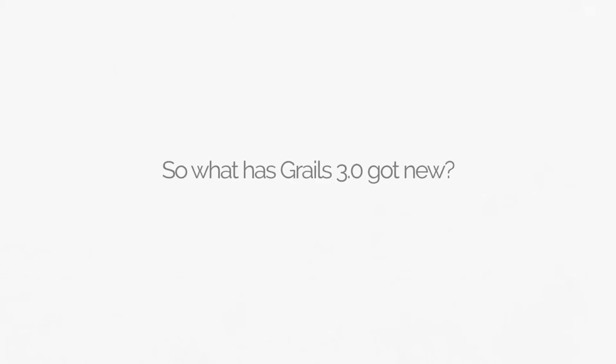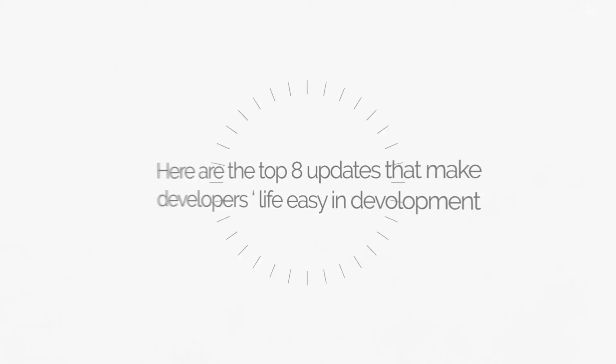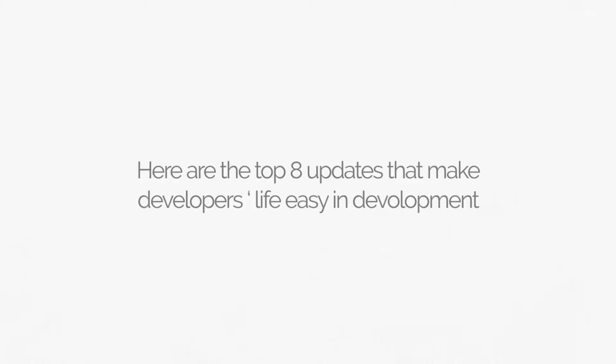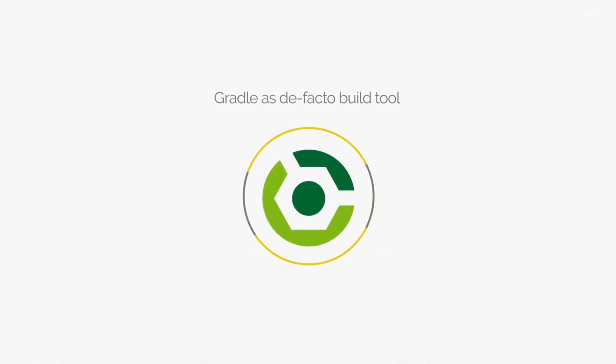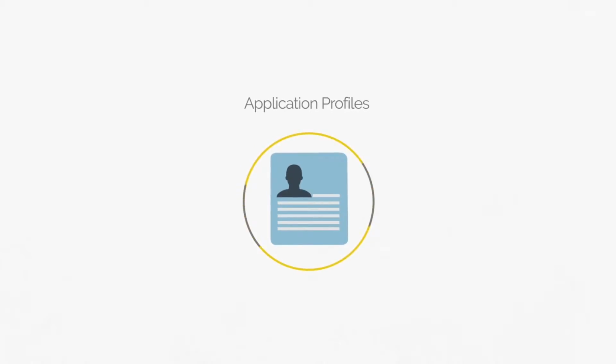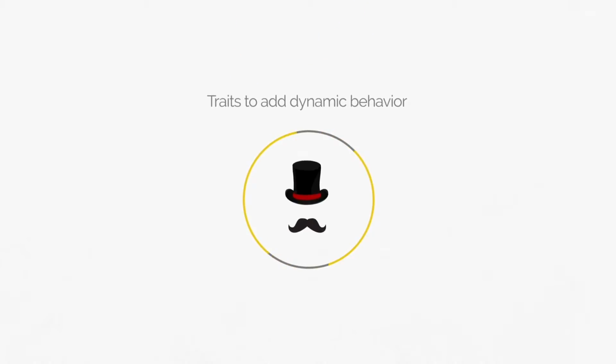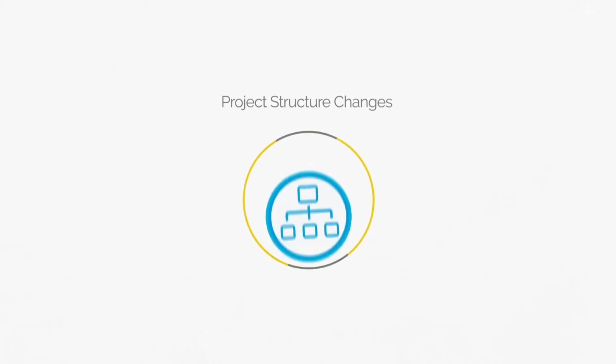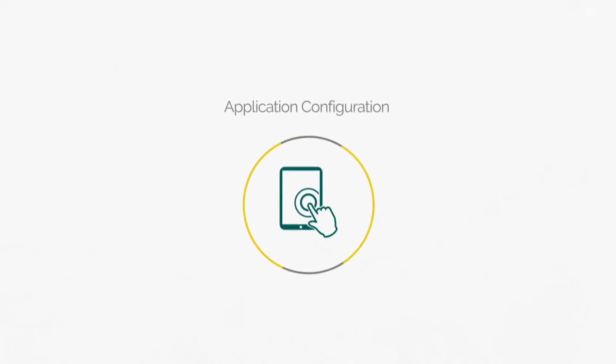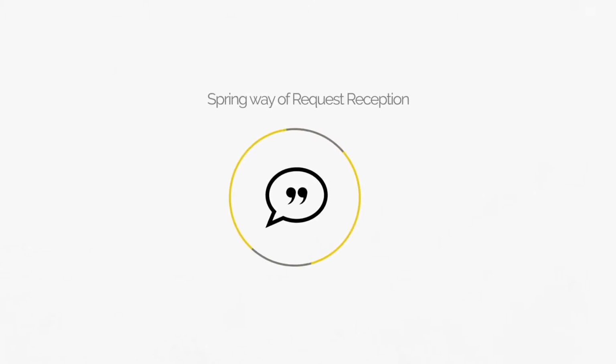So what has Grails 3.0 got new? Here are the top 8 updates that make developers' life easy in development. Spring Boot under the hood. Gradle is the de-facto build tool. Application profiles. Configuration of plugin lifecycle events. Traits to add dynamic behavior. Project structure changes. Application configuration. Spring way of request reception. Let's discuss briefly these 8 updates.